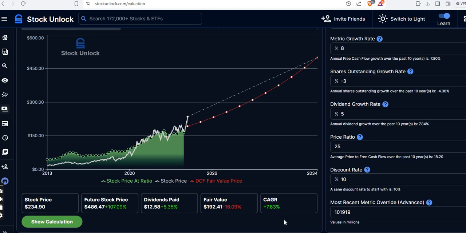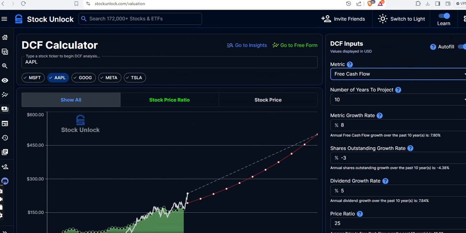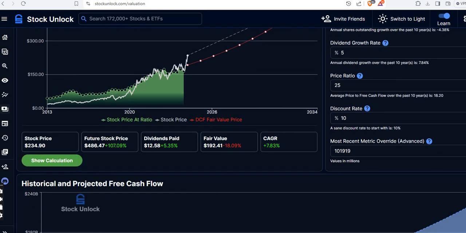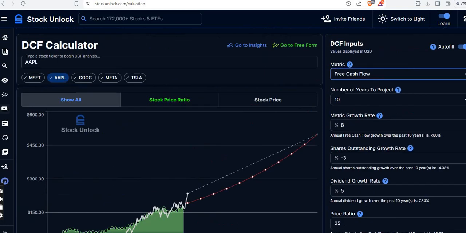192. It's currently at 234. So this is another good tool to use to figure out, am I paying a fair price for the company? Whenever I'm looking at buying a stock, I will always run it through something like this, and then I'll always run it through the freeform tool just to get an accurate estimate on growth, on valuation, etc., etc.